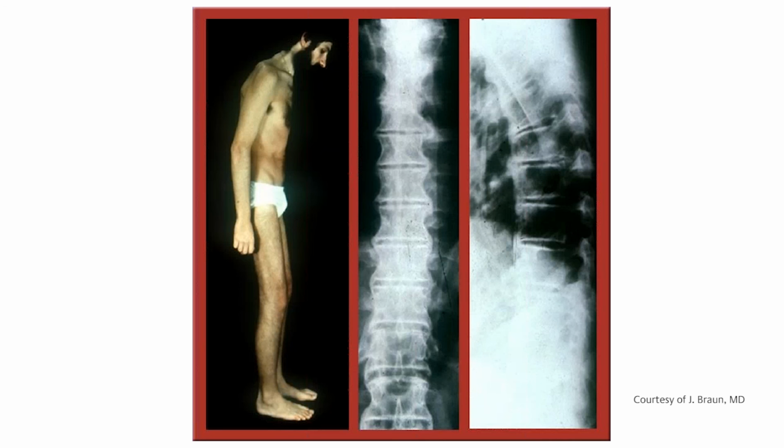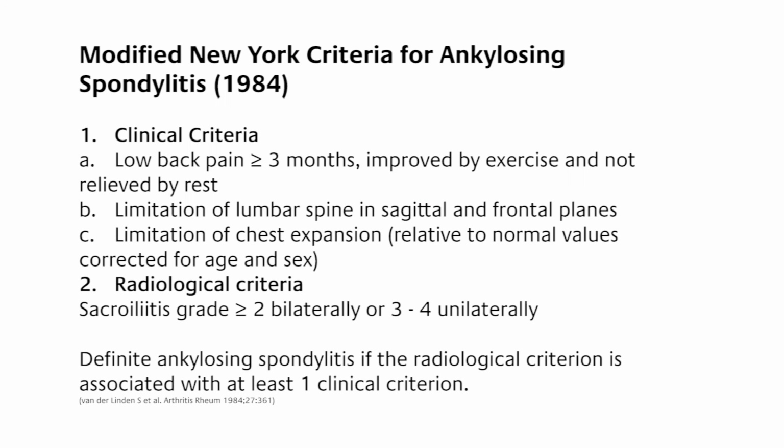So that's a picture of a patient with classic ankylosing spondylitis. And you can readily appreciate there the bamboo spine that we see in a person with a fused spine. And it's the typical young man. And there are criteria for ankylosing spondylitis called the modified New York criteria, which were formulated by Sjef van der Linden in 1984.